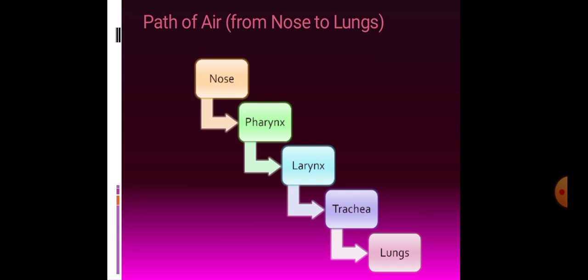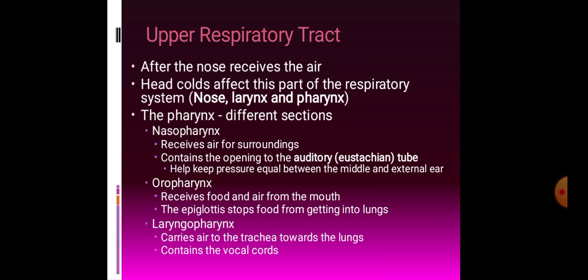Next, what is the path of the air? That means how it is passed into the lungs. It starts from the nose, then pharynx, larynx, trachea, and at last the lungs. The upper respiratory tract means the organs present before the lungs, before the air reaches the lungs. That part is called the upper respiratory tract: nose, pharynx, larynx, and trachea.